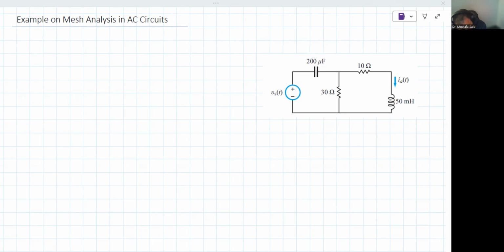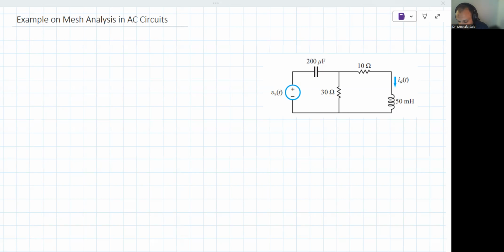So how can we apply mesh analysis in AC circuits, or any circuits actually? Again, it's exactly the same method that we use with DC circuits with no capacitors and inductors, but this time we're gonna have AC sources, inductors, and capacitors. So instead of having only pure resistances, basically real parts with no imaginary, now we're gonna have complex numbers, because we're gonna have reactances. So let's explore this problem together.